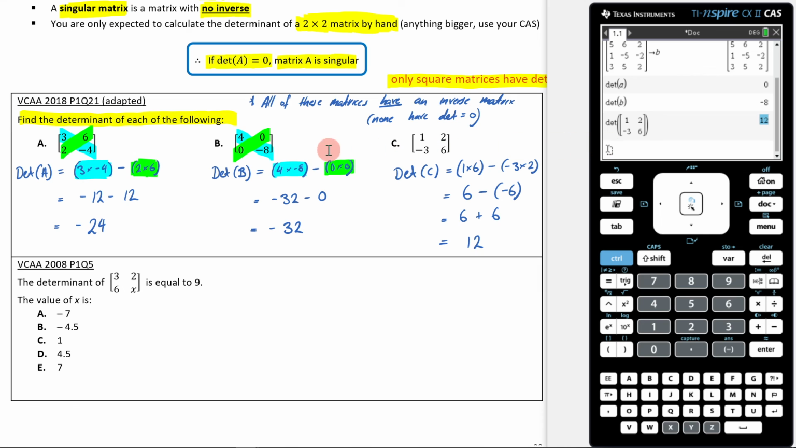But remember, you need to know how to find the determinant of a 2x2 matrix by hand. Anything bigger than that, then you can use your CAS.